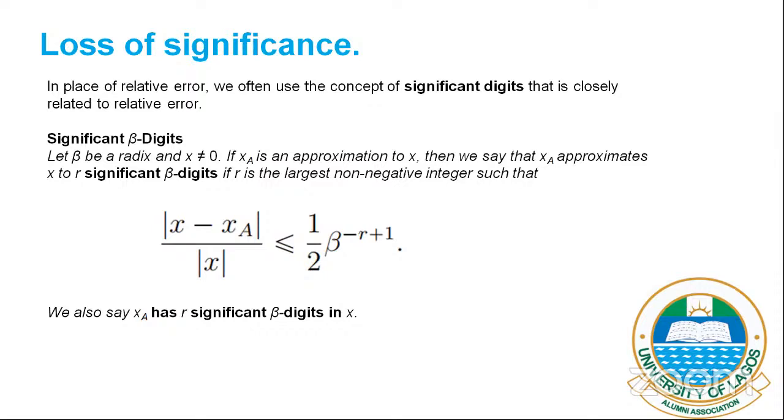No, R is part of the equation. You can see this 1/2, I call this beta, but here they use radix to the power minus R plus 1. We are trying to calculate the significance in digits.